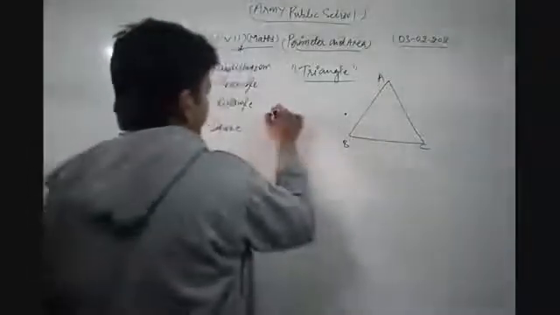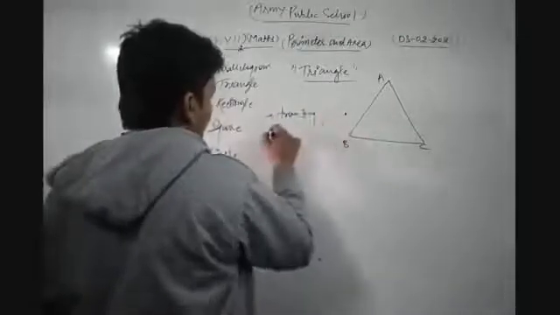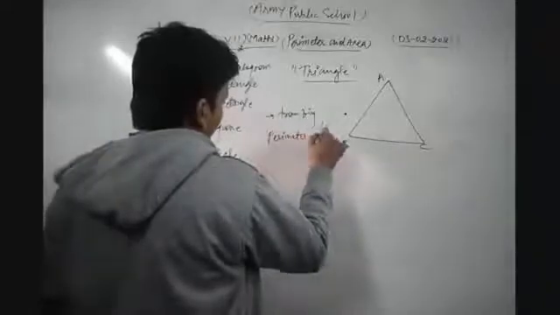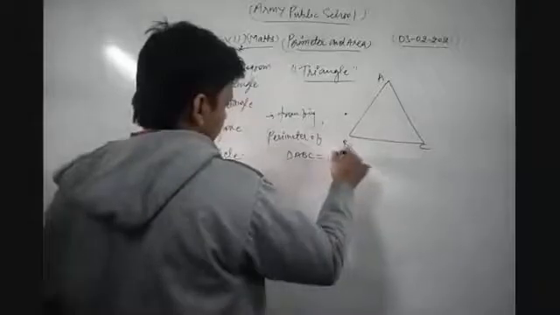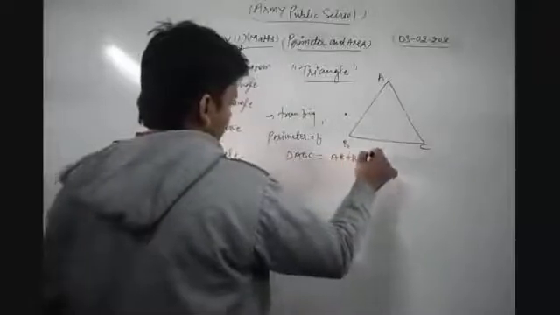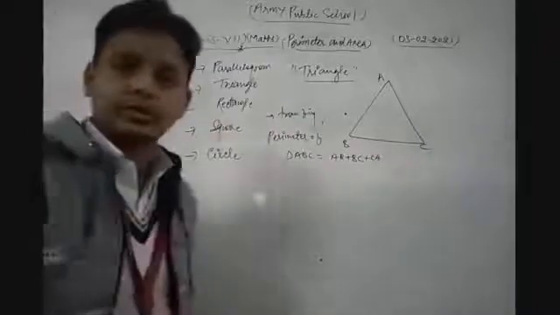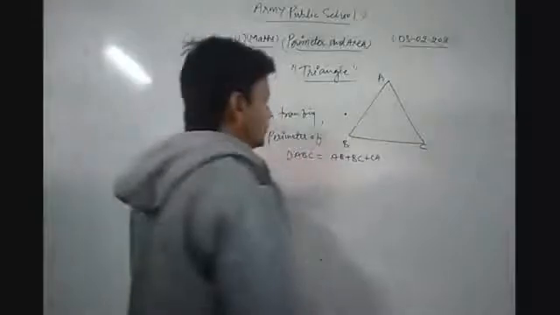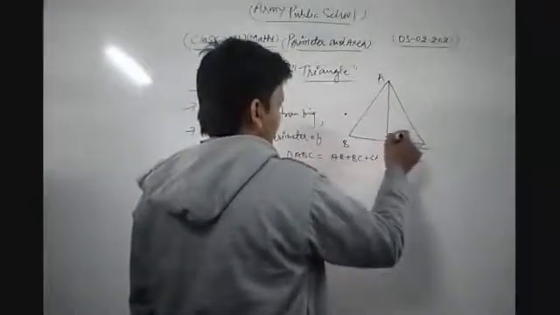The perimeter of triangle ABC is equal to AB plus BC plus CA, the sum of all its sides. The sum of all its sides is known as its perimeter. Now, in that triangle, suppose we draw AM perpendicular to base BC.